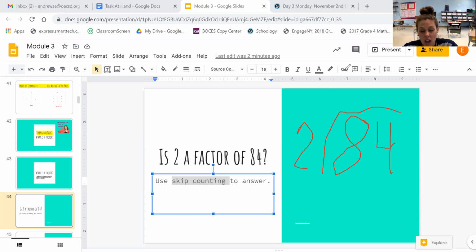Now, I haven't taught you this strategy yet, so what we're going to do is skip count. So we're going to skip count by our 2's. Pause your video, simply list your multiples or your skip counting by 2 to get to 84. If it goes in evenly, then yes, 2 is a factor of 84. If it does not go in evenly, then it's not. Pause your video and try it out.